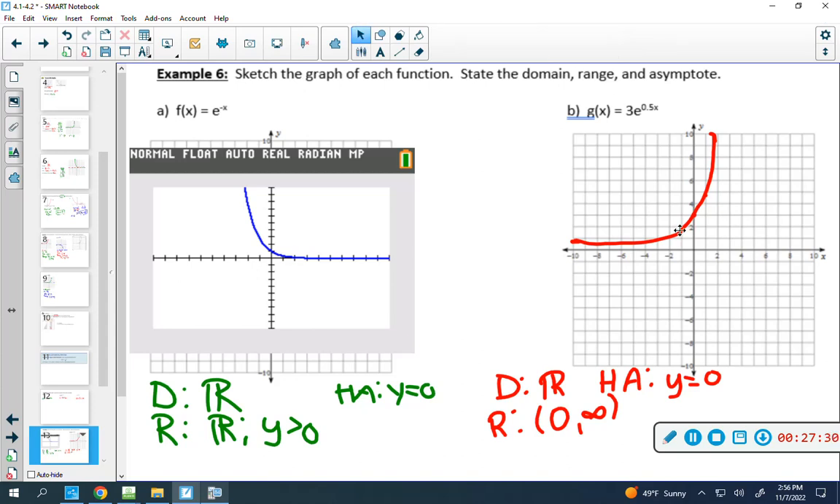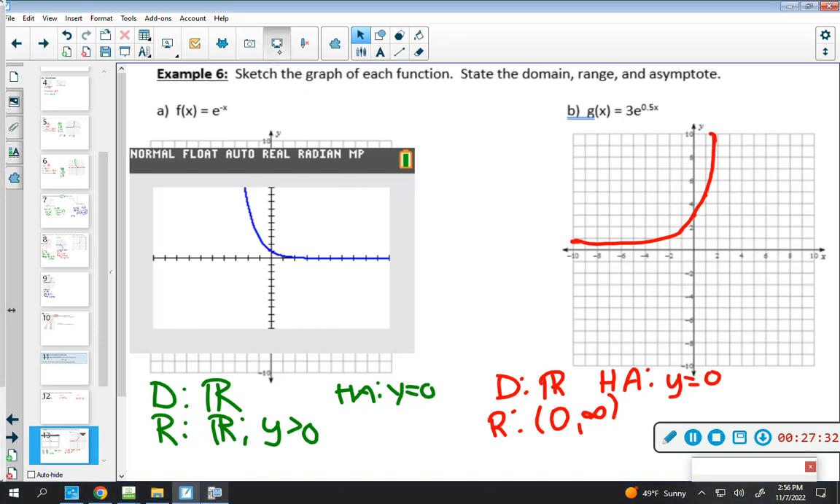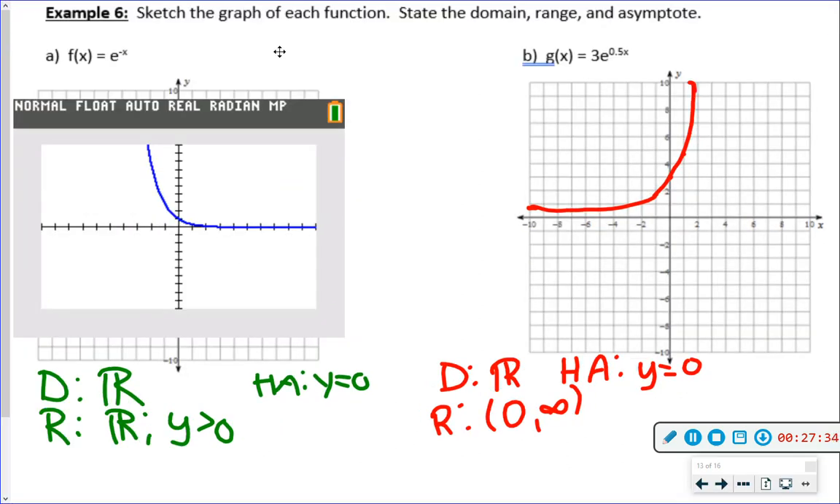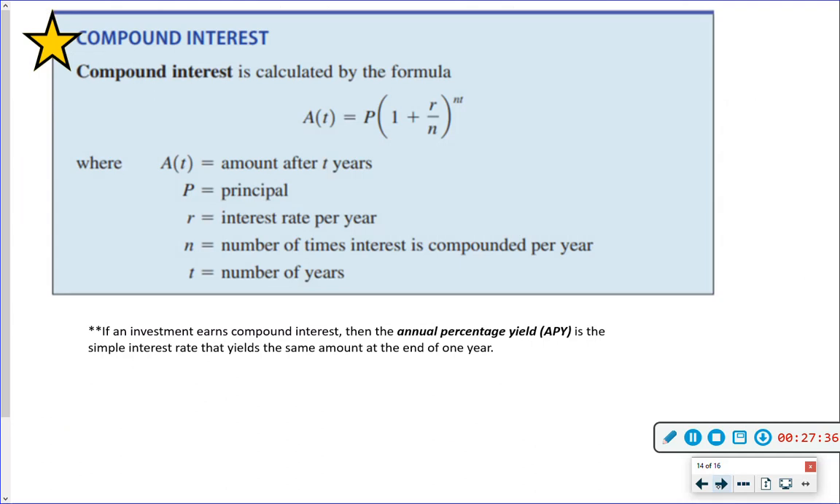All right, last thing I have for you. Remember at the beginning, I said we're going to talk about investing money, compound interest. We're going to talk about all this good stuff. Now, this formula I'm guessing you probably have not seen before. It looks kind of crazy, but it really isn't. I just need to explain to you what some of these letters mean.